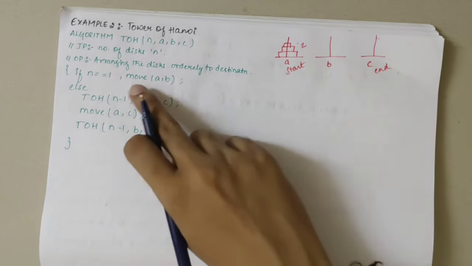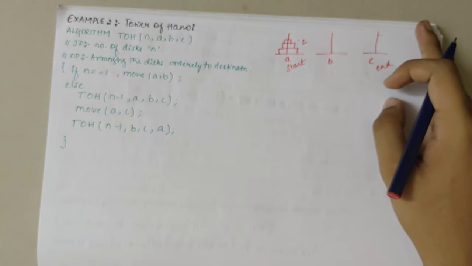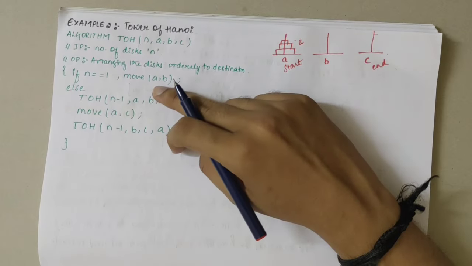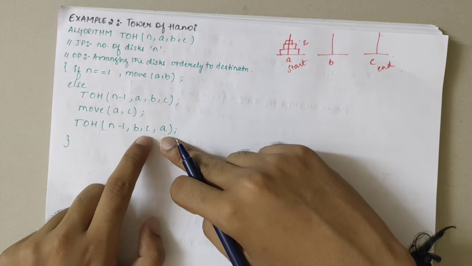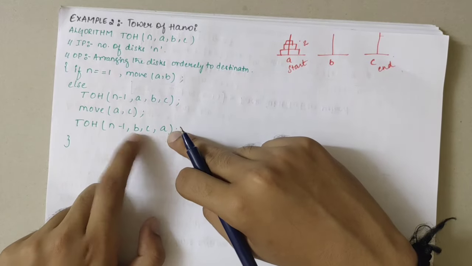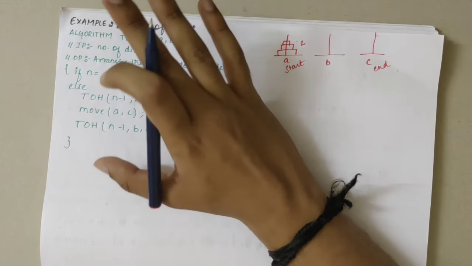Next, A, B, C is being considered. From A I'll move it to C. So this is one condition. Else I can also write B, C, A. The values from B are shifted to C, and then B are shifted to A via C, C being the intermediate here. So this was about the algorithm part.